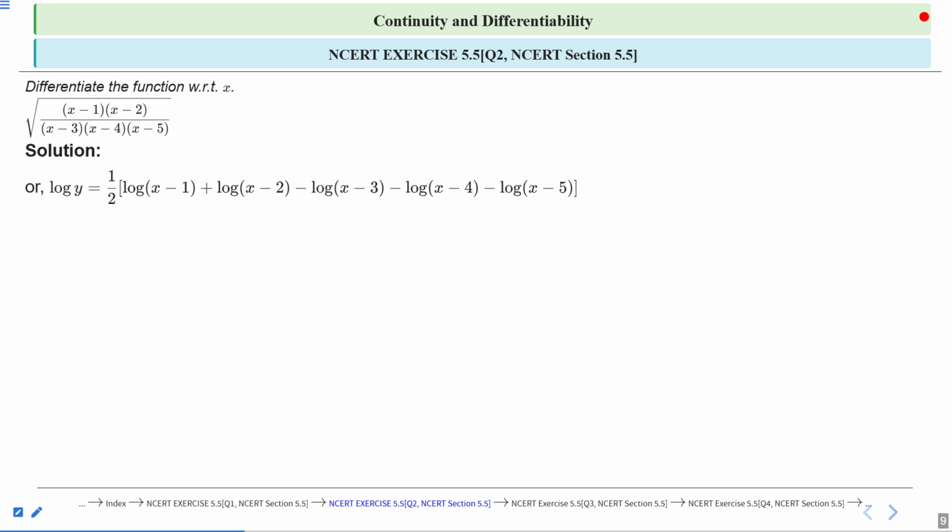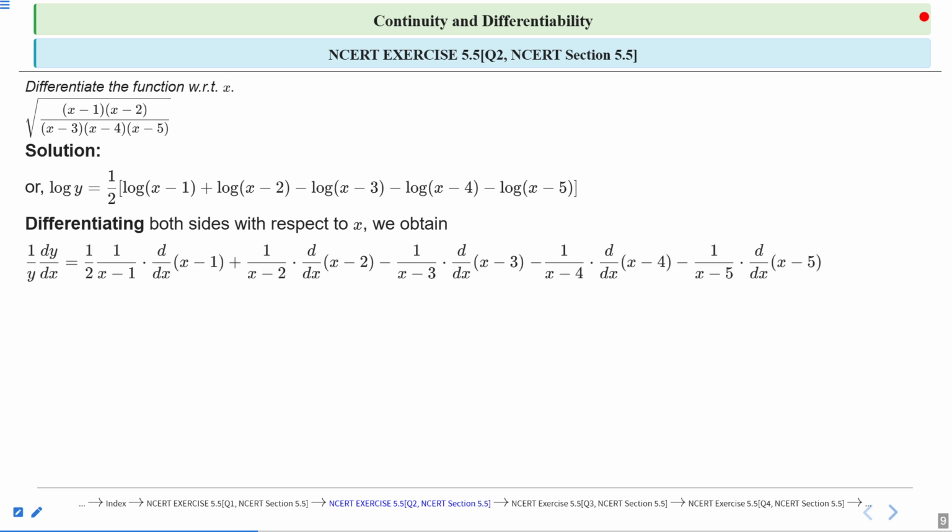So, we can say that log y will be equal to 1 by 2 [log (x minus 1) plus log (x minus 2) minus log (x minus 3) minus log (x minus 4) minus log (x minus 5)], okay? Now differentiating both the sides with respect to x, we obtain 1 by y dy by dx is equal to 1 by 2 into [1 by (x minus 1) into d upon dx of (x minus 1) plus 1 by (x minus 2) into d upon dx of (x minus 2) minus 1 by (x minus 3) into d upon dx of (x minus 3) minus 1 upon (x minus 4) into d upon dx of (x minus 4) minus 1 upon (x minus 5) into d upon dx of (x minus 5)], right?